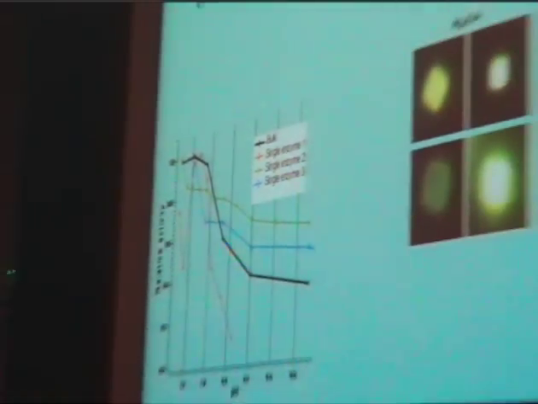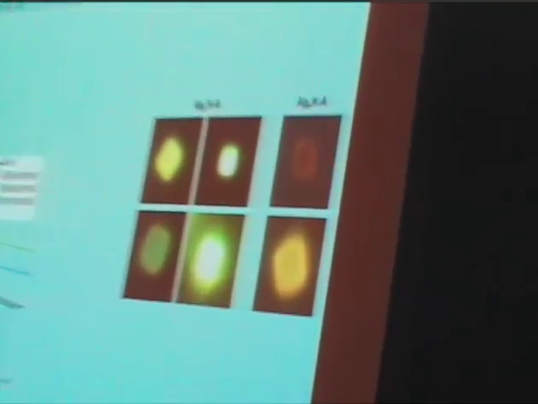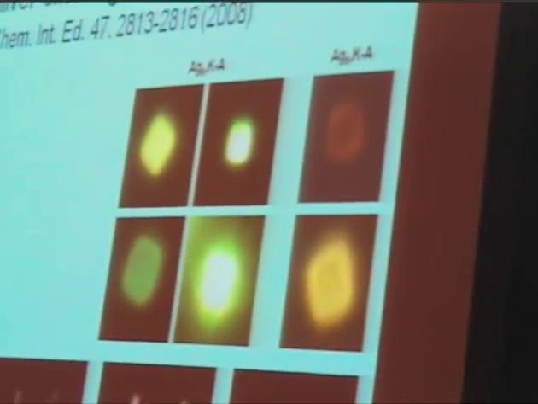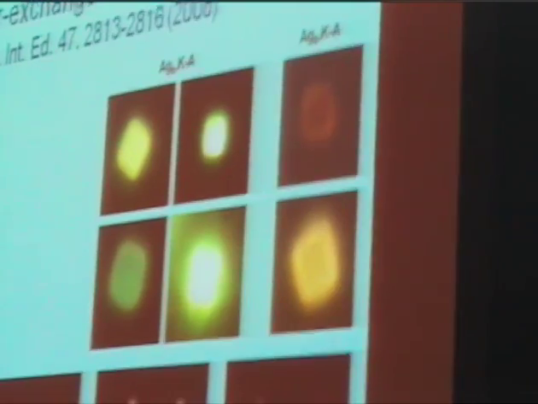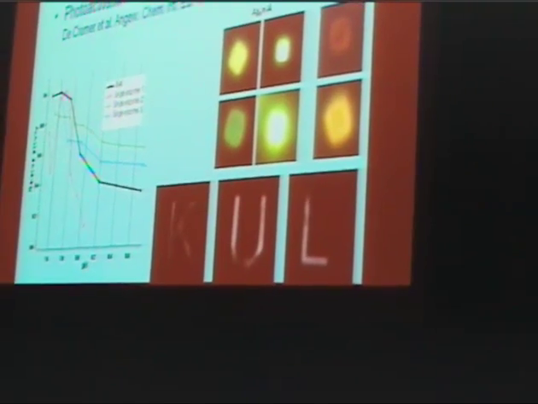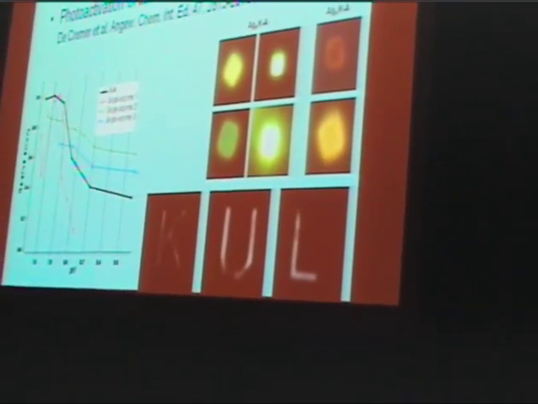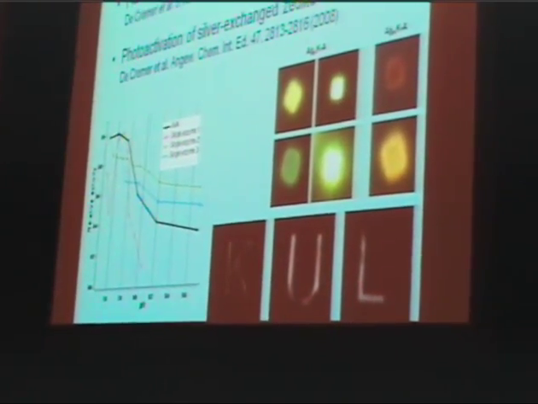Another thing that we're working on is the fluorescent properties of silver exchanged zeolites. So things that we can do with our microscope is we can do laser-induced creation of fluorescent silver particles at the nanoscale inside the zeolite. And these particles might have interesting analytic properties, which we will also try to analyze in the future.